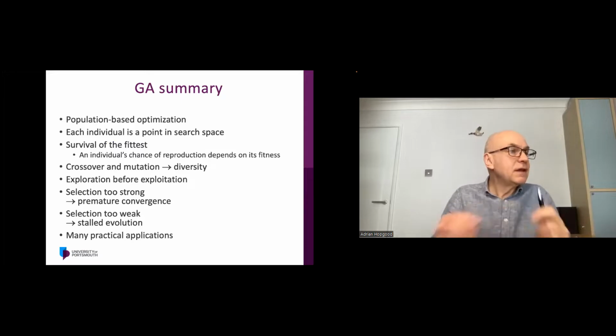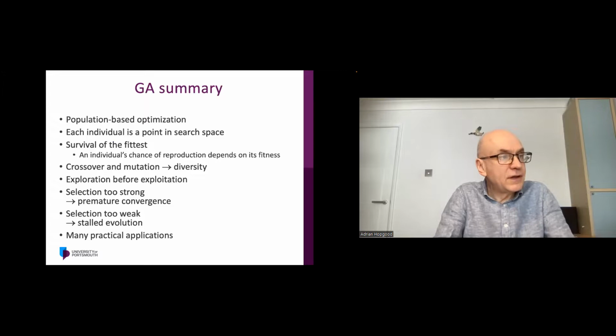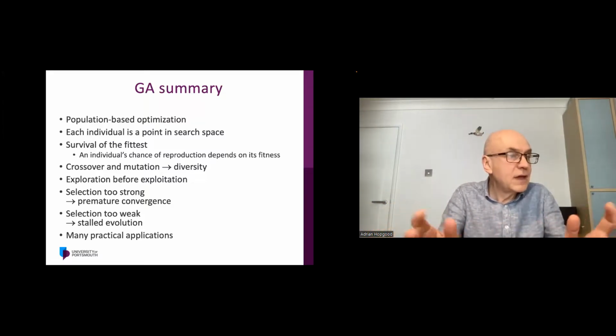So to summarize, genetic algorithms, a very practical technique. They use population-based optimization, where each individual is a point in the search space, and it's based on the principle of survival of the fittest. An individual's chance of reproduction depends on its fitness. The use of crossover and mutation give you diversity, and diversity is a chance to explore the search space. So you want to explore the wide search space before you exploit it. That's to say, exploit the global optimum.